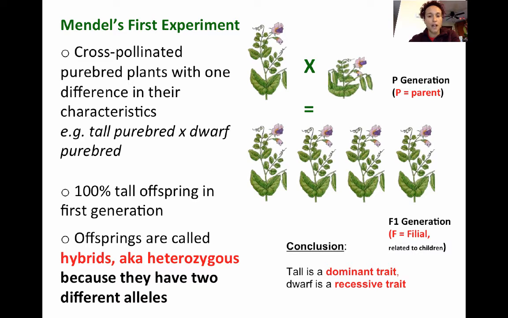Each of those plants would have to have one tall allele and one dwarf allele, because that tall plant could only give tall alleles, and that dwarf plant could only give dwarf alleles. However, even though they were heterozygous, they all looked tall. So that means that that tall allele dominates and takes over from that recessive allele.